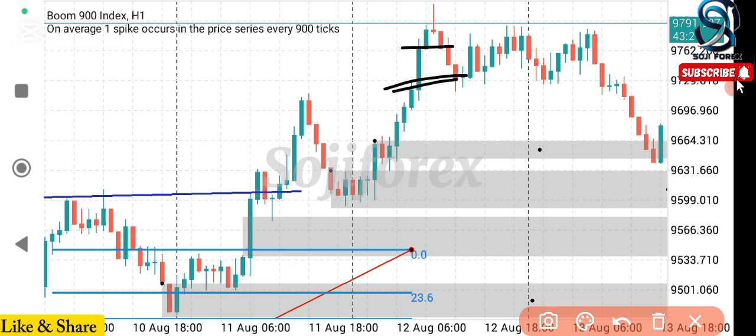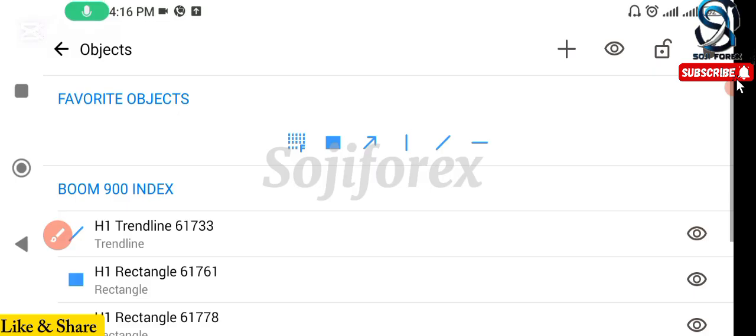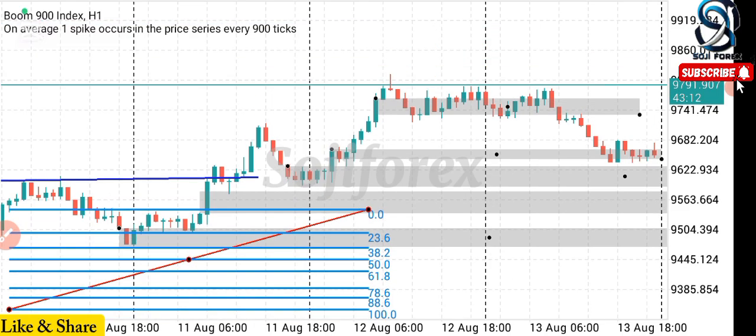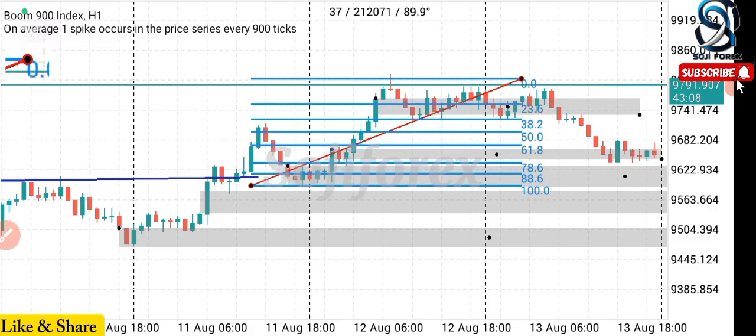Obviously this imbalance is high, but let's look a bit into it. Let's mark it out and see exactly how to treat it. So that is our imbalance. So what is the next thing? We'll now connect our Fibonacci tool to our swing high and our swing low.